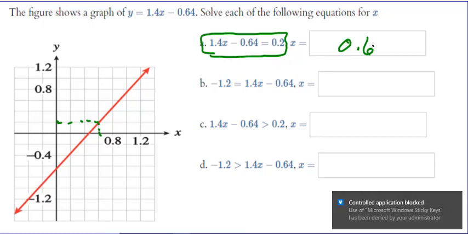Now let's do it again. Now the equation is set to negative 1.2. Let me change colors.